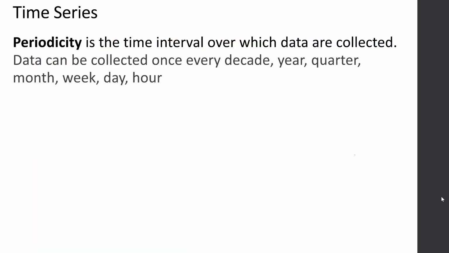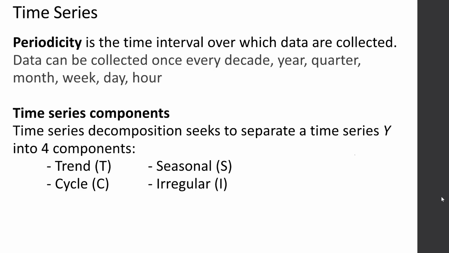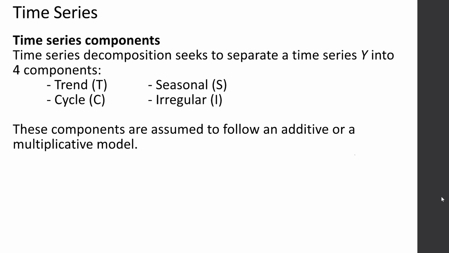But first, another term. Periodicity is the time interval over which your data are collected. Data can be collected once every decade, year, quarter, month, week, day, hour. You get the picture. So we're going to talk about four components of time series: trend, cycle, seasonal, and irregular.